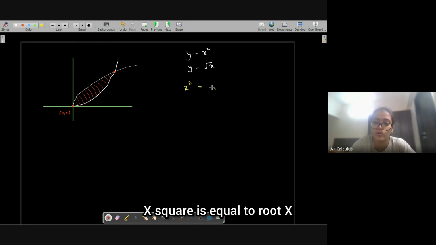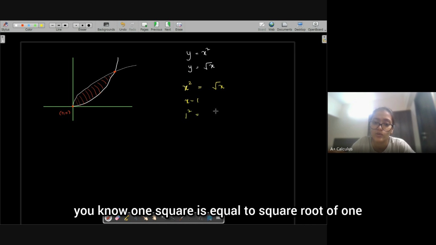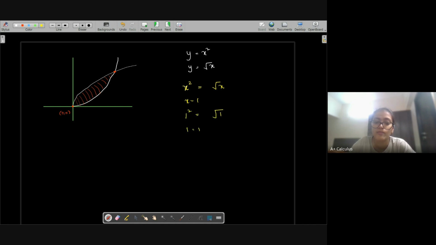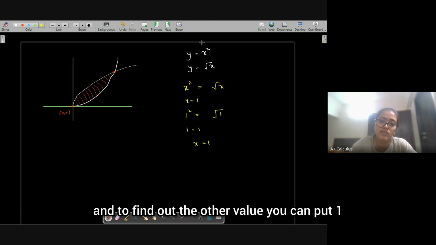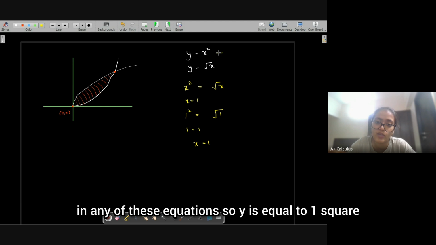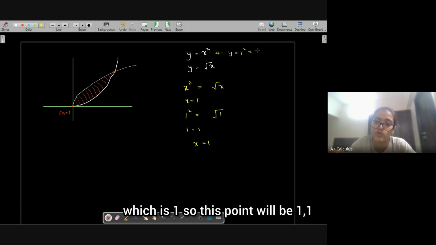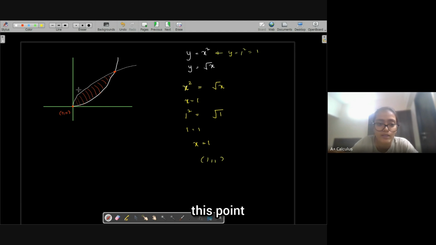x square is equal to root x. It's very easy. If you take x equals 1, you know 1 square is equal to square root of 1. So we know that one value is 1. And to find out the other value, you can put 1 in any of these equations. So y is equal to 1 square, which is 1. So this point will be 1, 1.